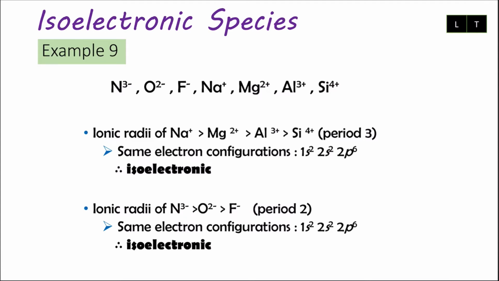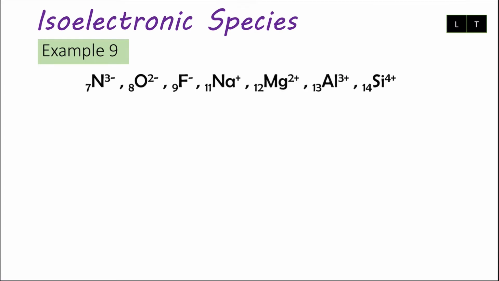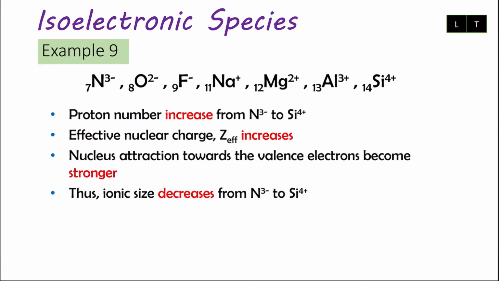So now I want to continue further with this example. I want you to arrange all these species based on their size. Right now we have the species, and you can see that I put the proton number for their respective ions. Now, to describe this trend, I will write it down based on my arrangement here. I can see that the proton number increases from N3- until Si4+. So that is my first point.